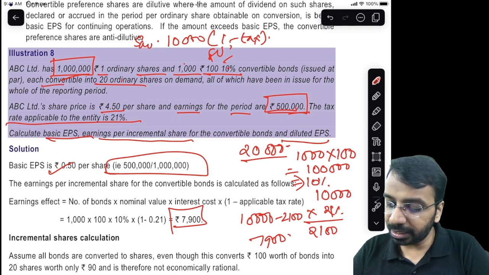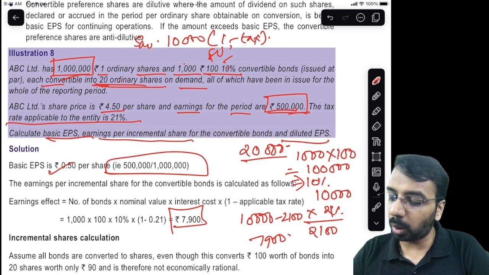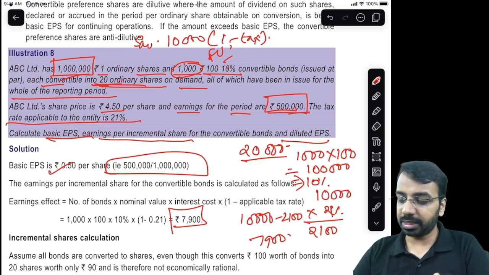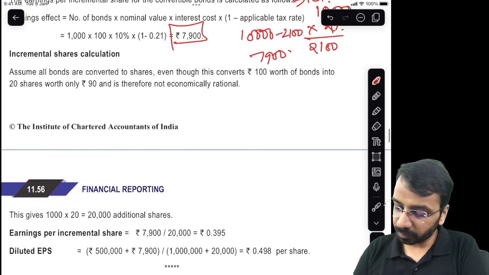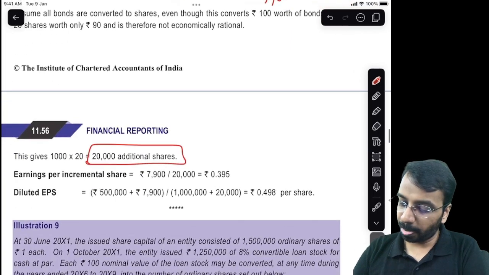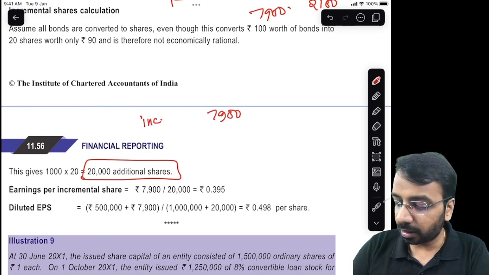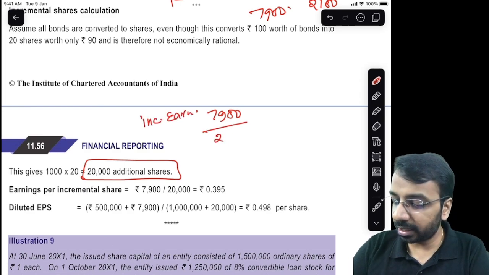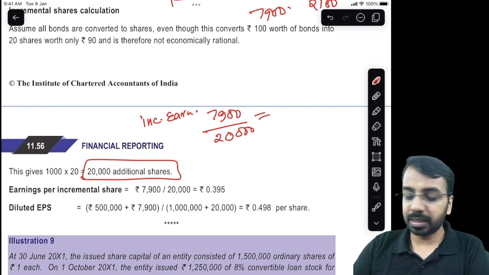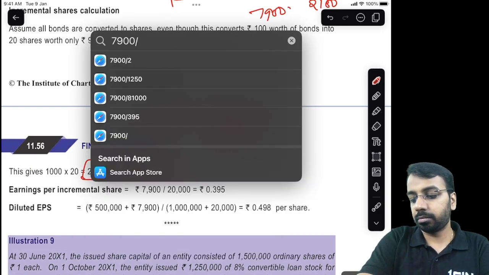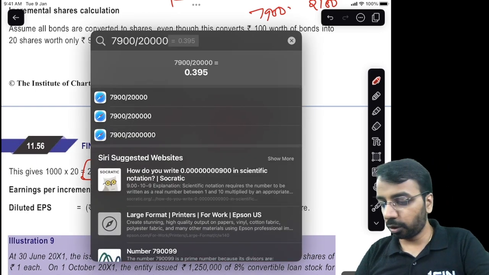They're saying each is convertible into 20 ordinary shares on demand, all of which have been issued for the whole of the reporting period. So 1,000 bonds will give me 20,000 shares. So now 20,000 additional shares is what I'll get, and 7,900 is incremental earnings. 20,000 is the shares. So if you do 7,900 divided by 20,000, you get 0.395.